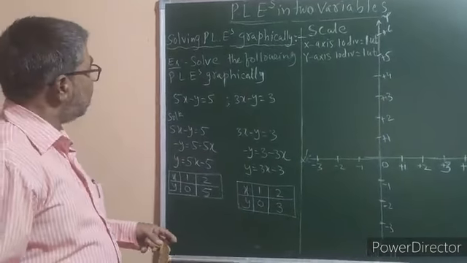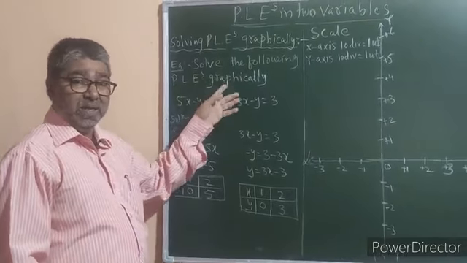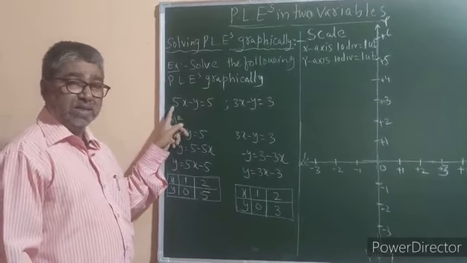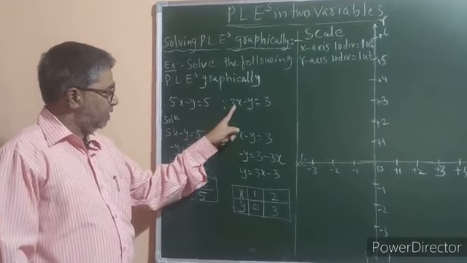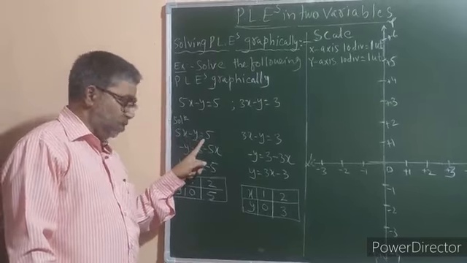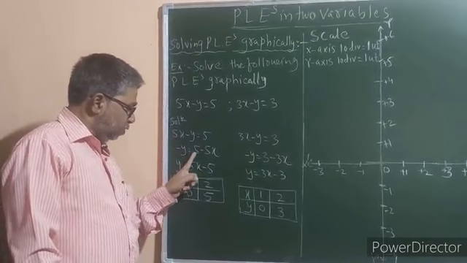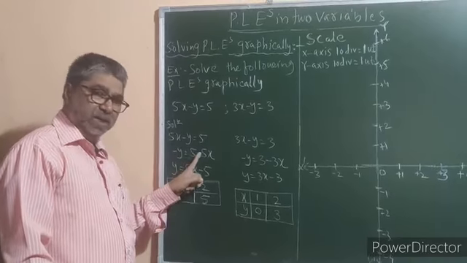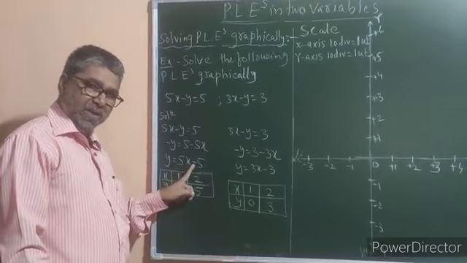So dear students, coming to third example, solve the following pair of linear equations graphically or by graphical method. First equation is 5x minus y is equal to 5. Second equation is 3x minus y is equal to 3. 5x minus y is equal to 5. Bring it to standard form. Minus y is equal to 5 minus 5x. Then y will be equal to 5x minus 5.